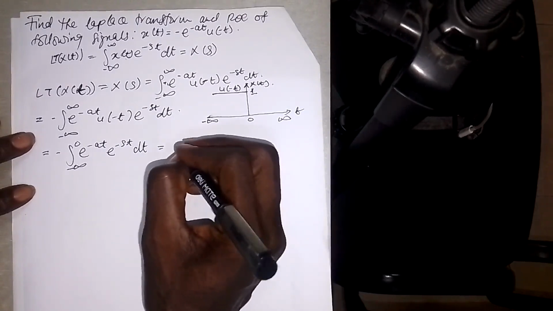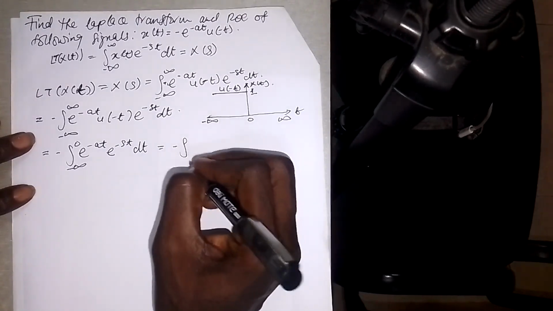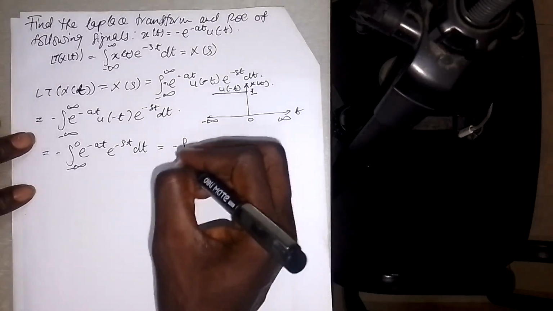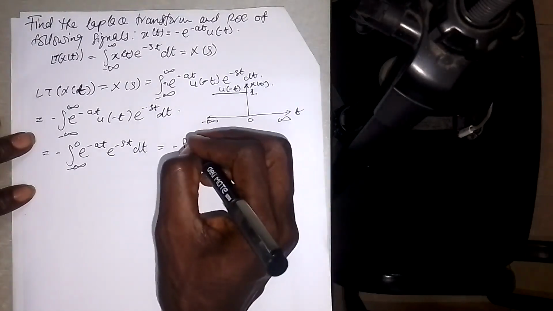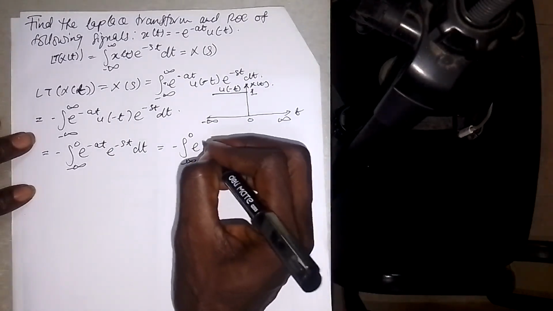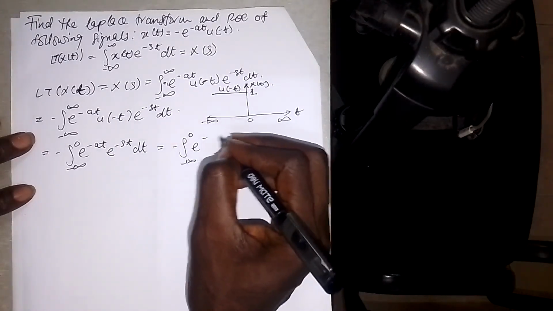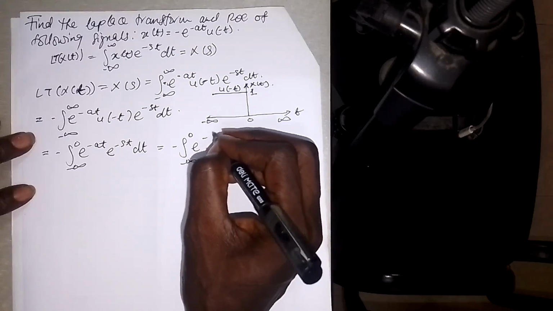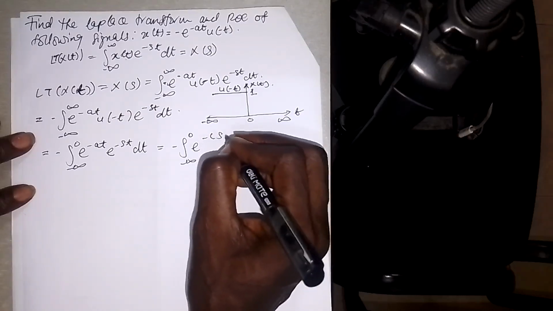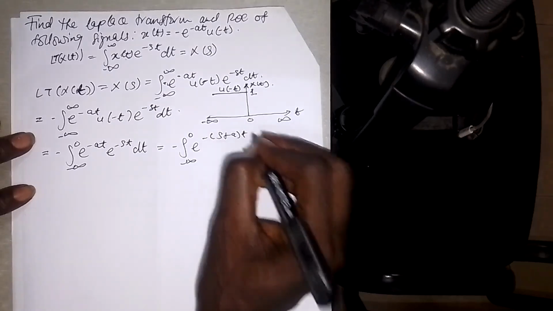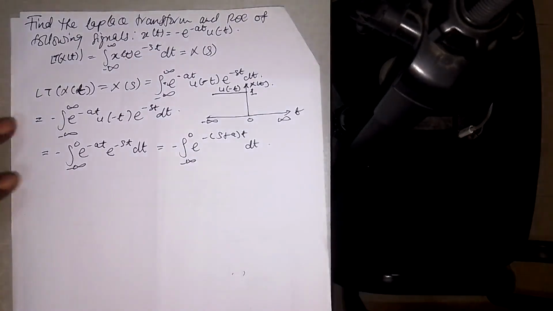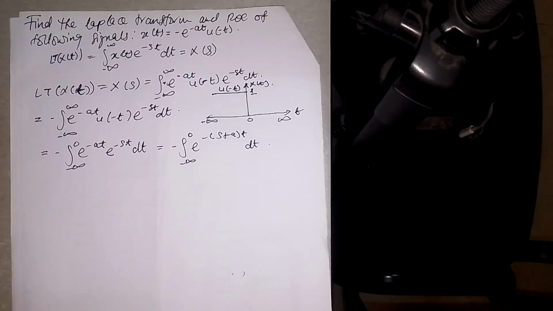So minus, times the integral from minus infinity to 0, of e to the power of minus (s plus a) t dt. This is what I can actually have at this particular stage. I can straight away go on from here and do my integration.